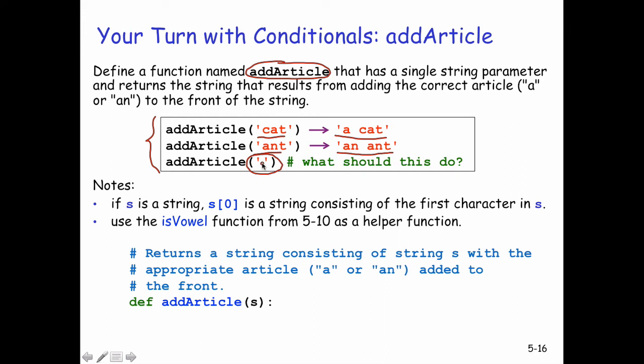It is important to consider, however, what this should do for an empty string, so think about that. And in order to define this function, it's helpful to know the following, that if you use the notation s sub 0, so these square brackets are pronounced sub, s sub 0 returns a string with the first character in s. And you'll probably want to use the isVowel function that you defined earlier as a helper function. So that's the first of two functions you are asked to define that will require use of an if statement.